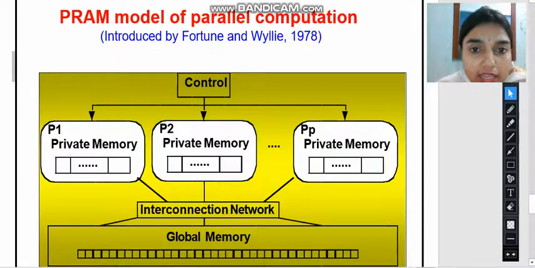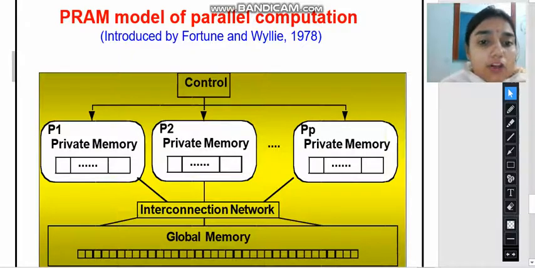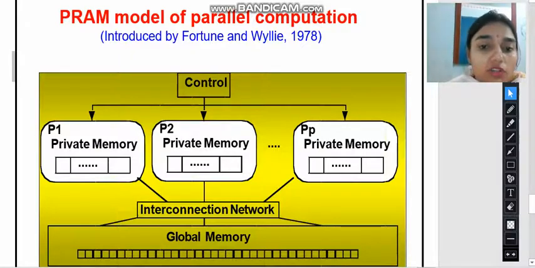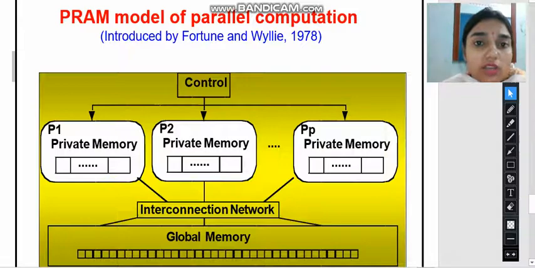Here you can see in the diagram that there is a control unit. We have n processors, and each processor has its own private memory space. There is an interconnection network through which these processors are connected to the global memory. Here the active processors execute the instructions and store the data in the global memory. How does the computation begin in the PRAM model of parallel computation?